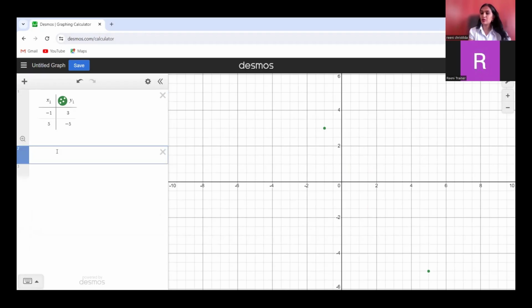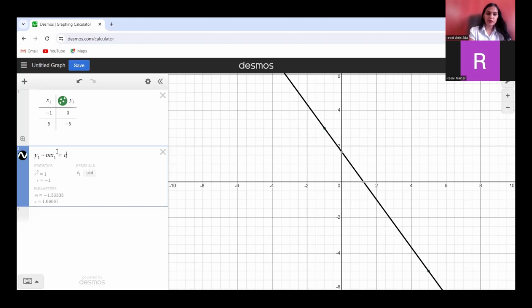Now we are asking Desmos to give us the line. So we are giving the equation. If you note here, it's not x and y, it is x1 and y1. For y1, I'm giving a slider, not an equation. So y1 is approximately m x1 plus c. What do you see? As I was typing the equation itself, I got the equation of a line.